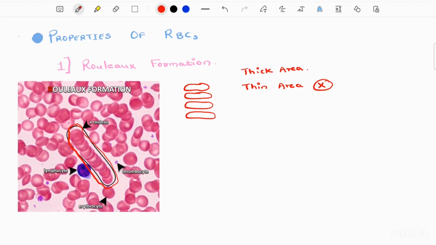Associated disease or clinical state. It can be associated with any condition that increases plasma protein, particularly fibrinogen and globulin. Increased plasma protein will coat the red blood cell and cause them to become sticky and result in Rouleaux formation.